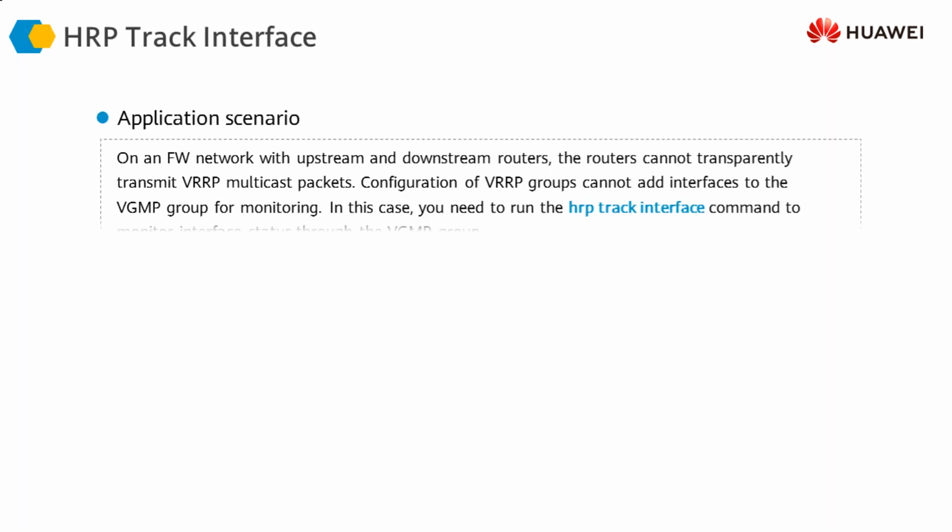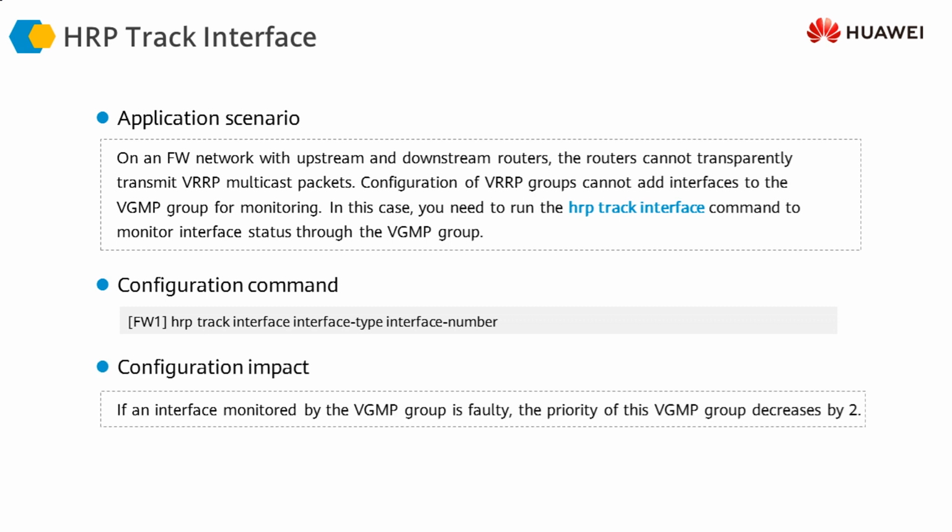The first application scenario that we are going to look at is where the firewall is connected to upstream and downstream routers. If the firewall is not connected to switches on the upstream and downstream side but to routers, we cannot have VRRP, because VRRP runs on multicast and we need to have layer 2 connectivity between the two firewalls. So in this scenario, we can use the HRP track interface.